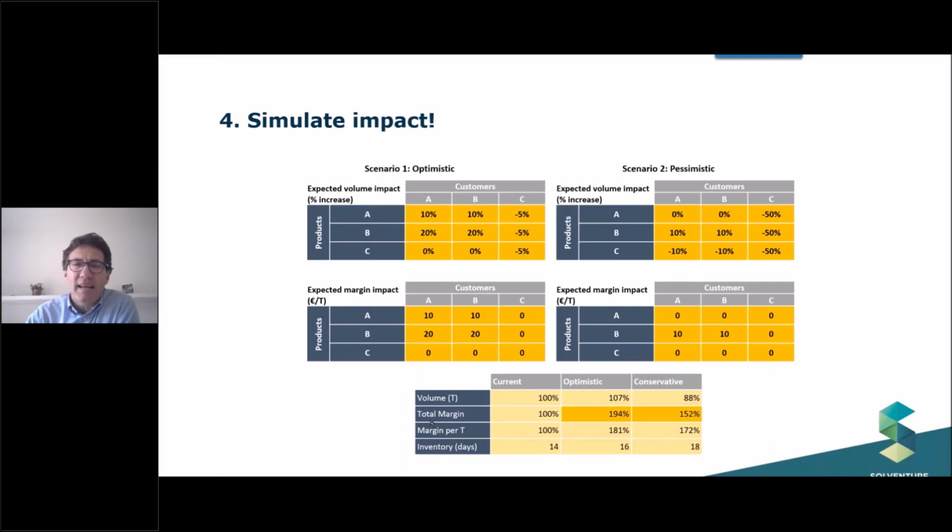The interesting thing was that those discussions led in the end to also the conservative scenario being a very positive one, because even by losing volume in the conservative scenario, we would still increase the margin. But still, we believe it's a critical step in the process, to take everyone on board.